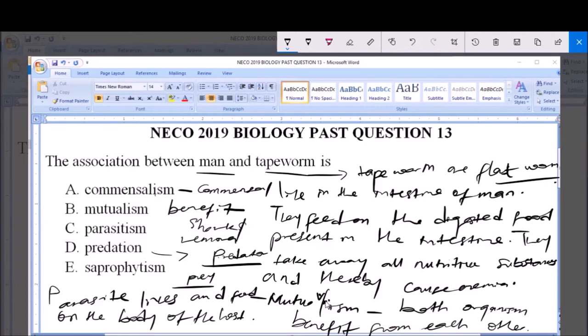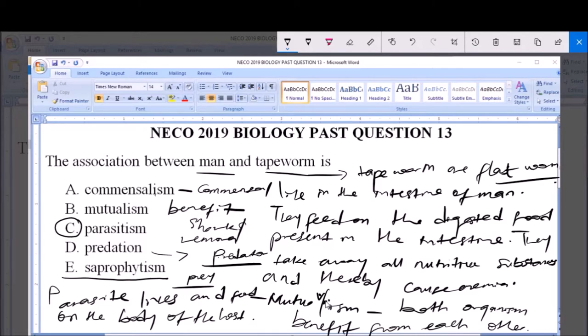Now option E is saprophytism. Now saprophytism is a type of relationship whereby the organisms feed on dead remains. They feed on dead remains. And vulture usually practices this saprophytism, this type of association. Now from my description of all these options, you see that the association between man and tapeworm is parasitism.